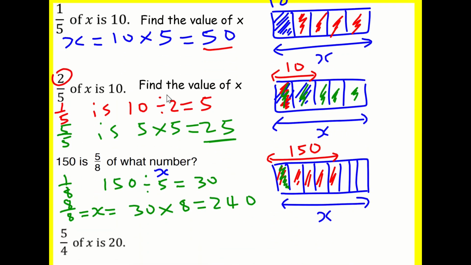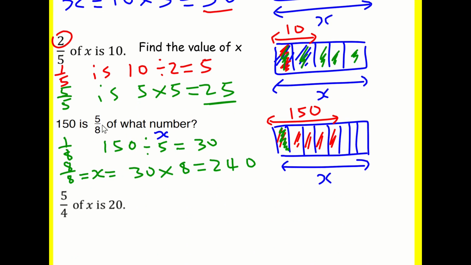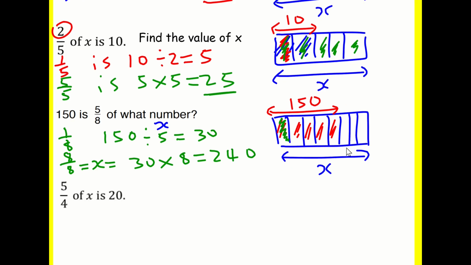Look how it's a little bit different here because I've got, let's do the 5/8 one. Because I've got 5/8, what I actually end up doing is dividing by the top number. I'm doing the opposite of what I did before, and then timesing by 8. I hope that's not confusing. I think drawing the bars makes it make a lot more sense.